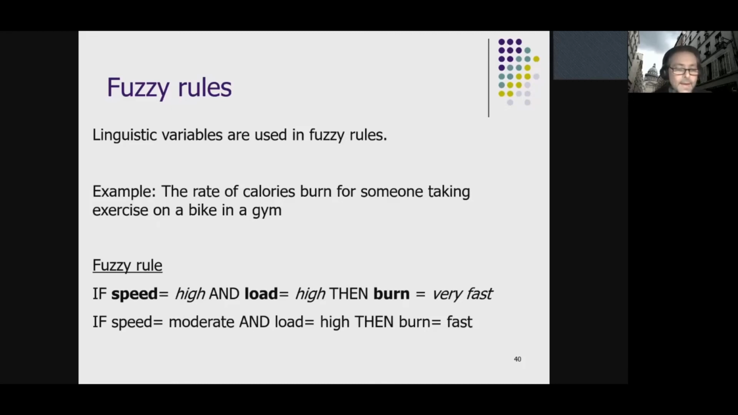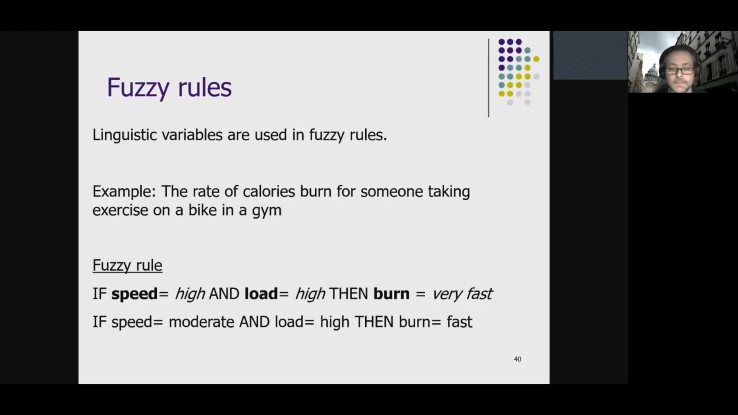So a fuzzy rule in our case would say, for example, if we take the scenario of someone burning calories by doing some kind of exercise at home using a bicycle, a bike. The fuzzy rules would say: if speed is high and load is high, then the person burns calories fast, very fast, actually. If speed is moderate and load is high, then you burn calories fast. Okay, these are two rules which are represented in terms of fuzzy.